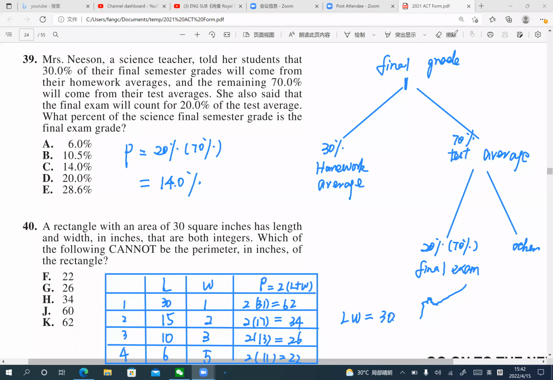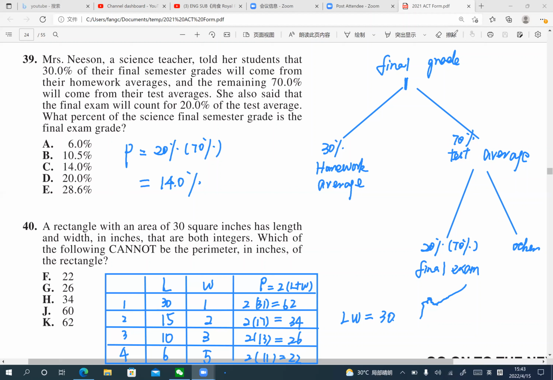Question 39. Mrs. Neeson, a science teacher, told her students that 30% of their final semester grades will come from their homework averages, and the remaining 70% will come from their test averages. She also said that the final exam will count for 20% of the test average. What percent of the science final semester grade is the final exam grade?